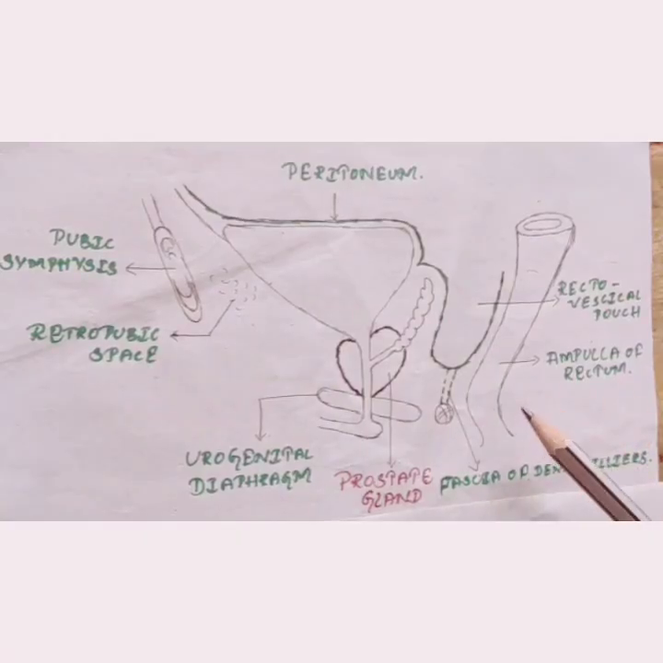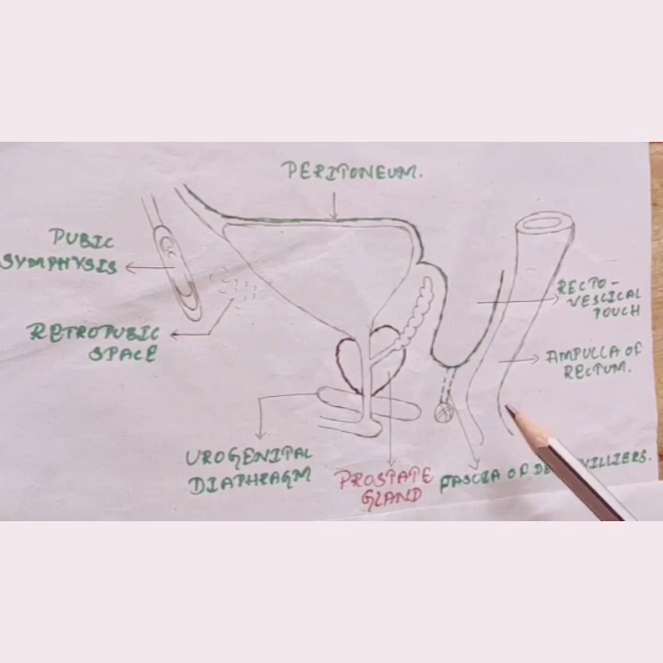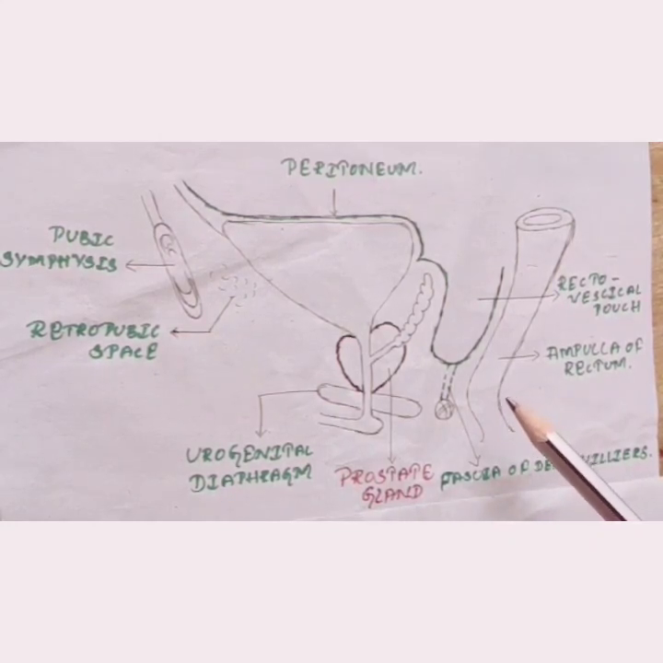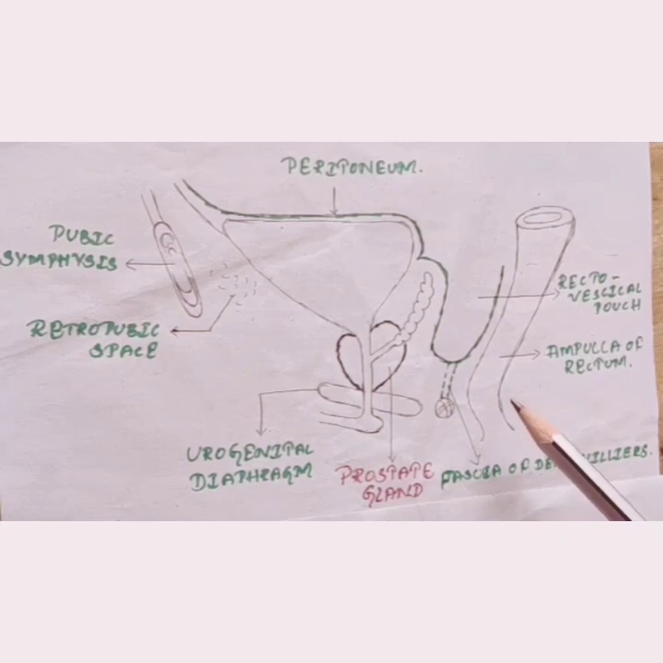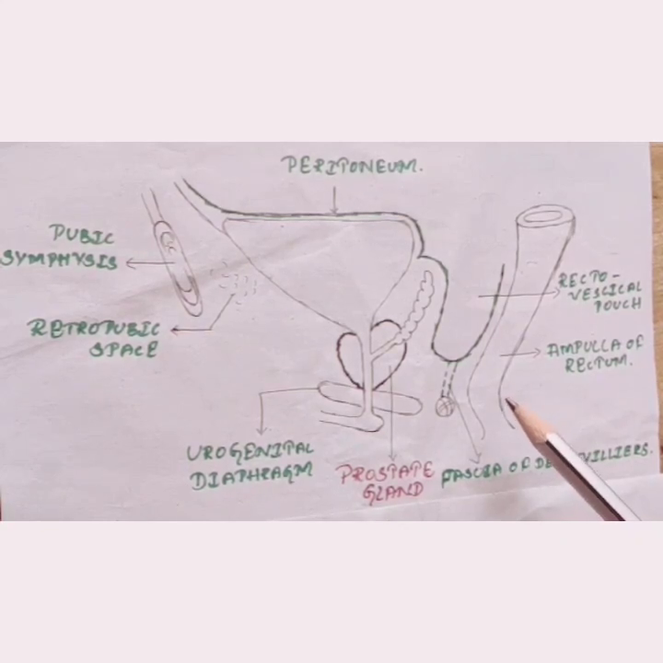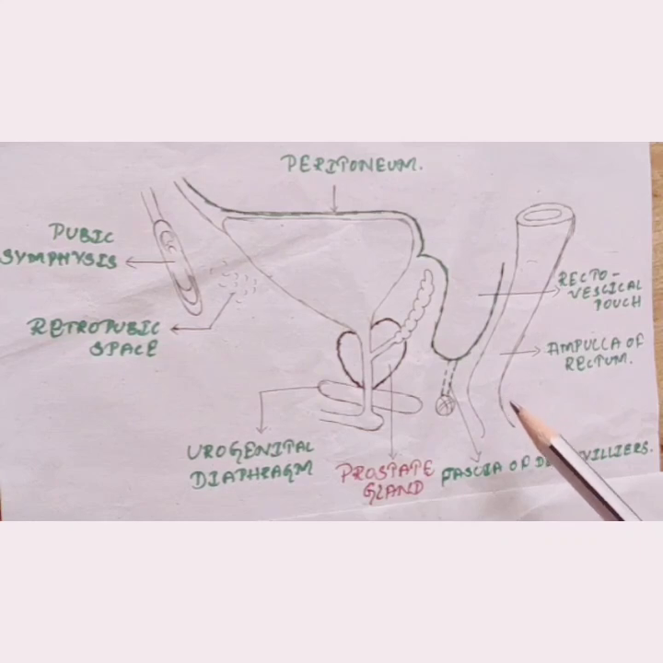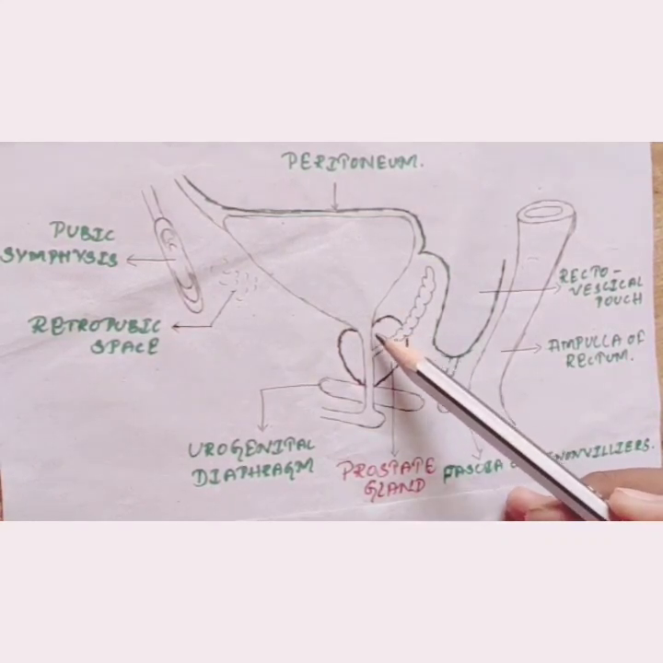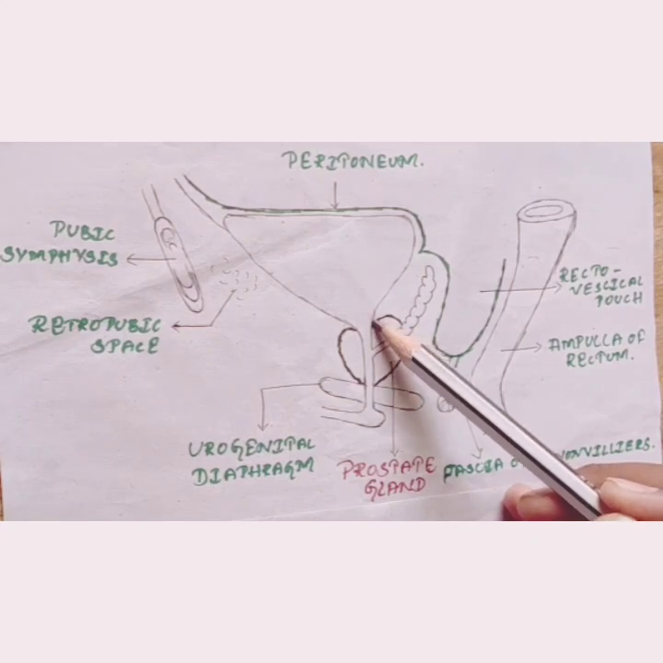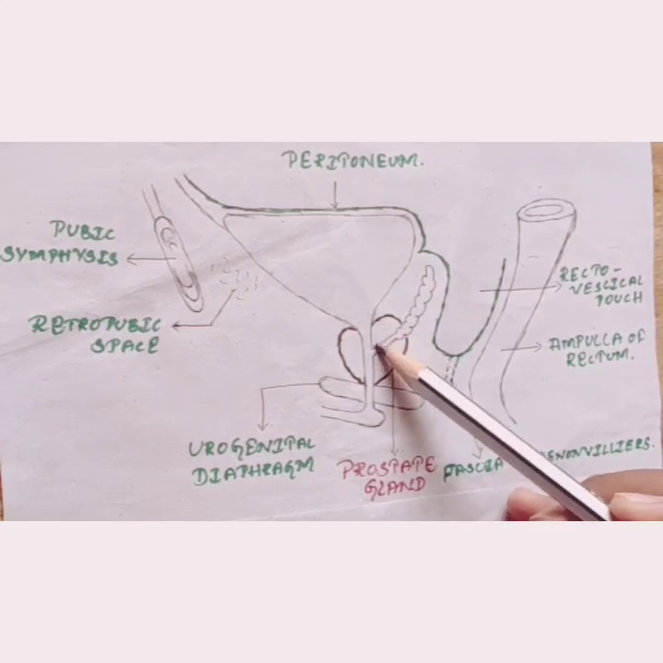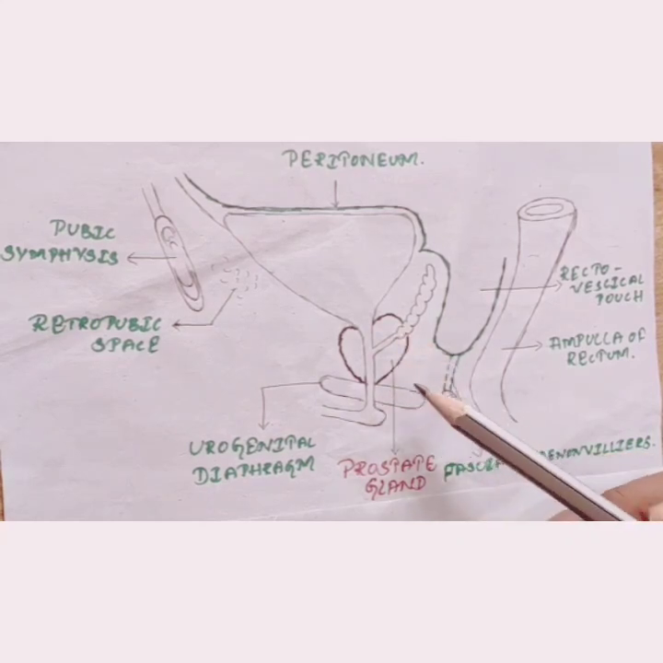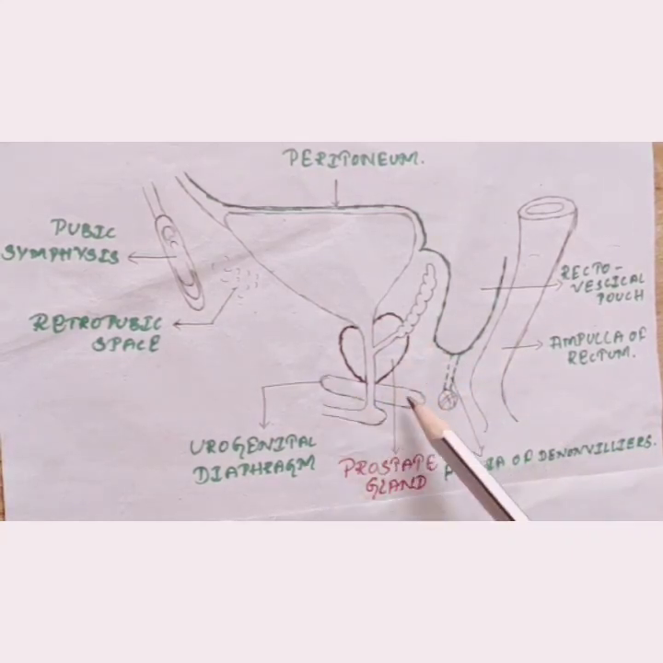First, we will see the location of the prostate gland. It is located in the lesser pelvis. Lesser pelvis is the pelvis below the pelvic inlet. It is called lesser pelvis because it is lesser in diameter. So it is located in the lesser pelvis below the neck of the urinary bladder. This is the neck of the urinary bladder, and it is located below the neck of the urinary bladder and above the urogenital diaphragm. This is the urogenital diaphragm.